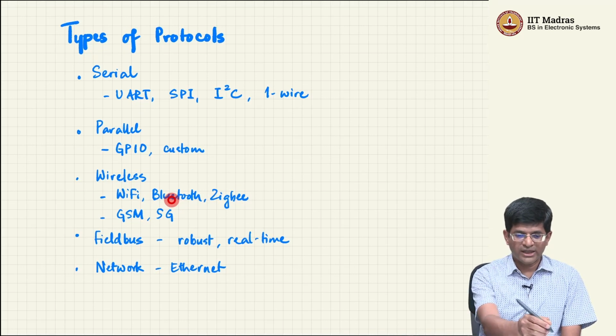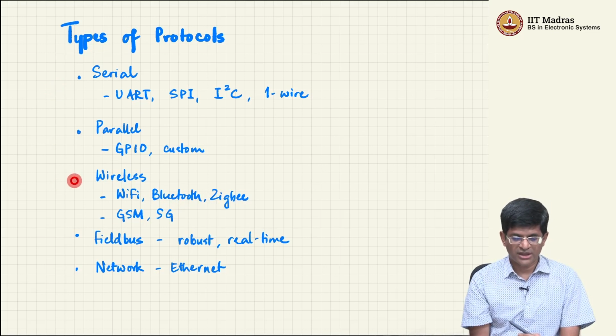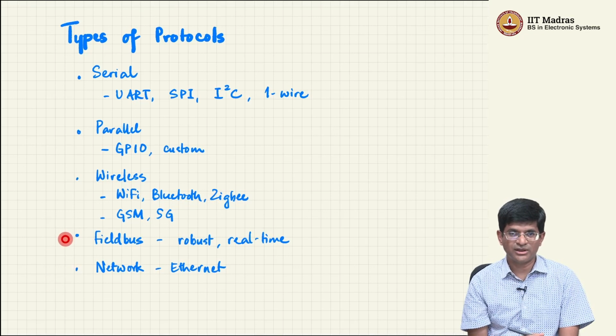So what we will be looking at would be serial communications, parallel communications, wireless communications, networked communications, and one particular thing which is entirely restricted to the area of embedded systems, which is the field bus. We'll look at each of these as we go forward.